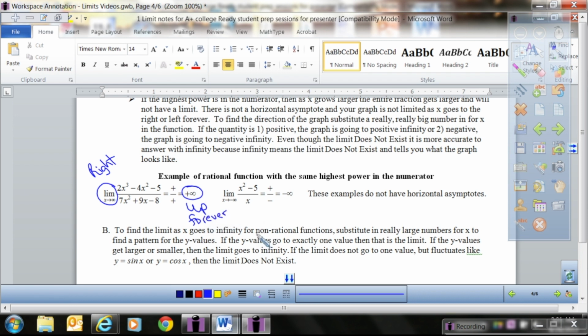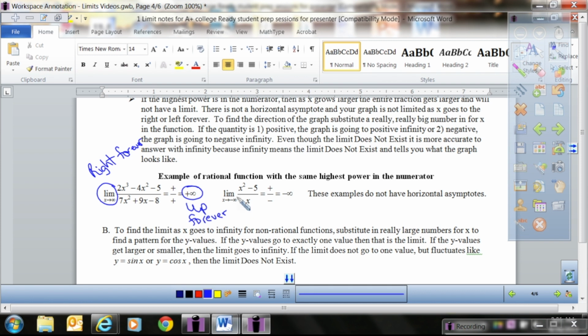That means they're not chilling out or stopping like they did when we had a horizontal asymptote. Right forever, up forever. This is your x's. The answer, a limit, is a y, up or down. Same thing here. Let's see.